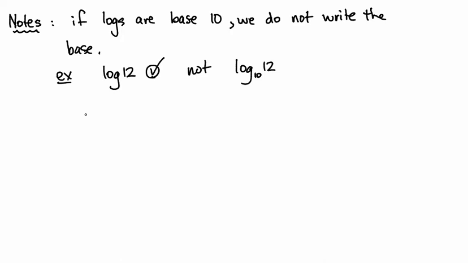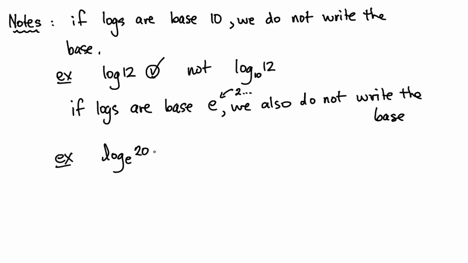If logs are in another special base, you'll see this in calculus if you take calculus next year, if they're base e, and e is a special number, kind of like pi, except e is like 2 point something. If logs are base the number e, we don't write out the base number either. Instead, for example, if we write log base e of 20, we would write ln, which means the natural log of 20. So whenever you see a base of 10, rewrite it without the base there. If you don't see a base, then it's automatically 10. And if you ever see the letters ln, even on the graphing calculator, that means log base e.